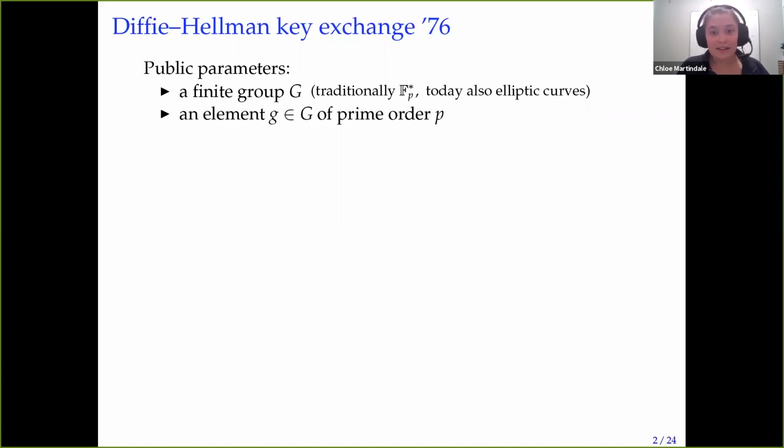And, oh, that's not meant to be a P. I should have fixed that. An element g in that group of prime order. And that's not the same p as the p on the line above. That's terrible. I'm so sorry about that.